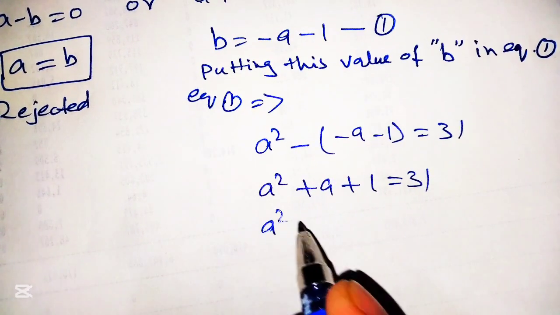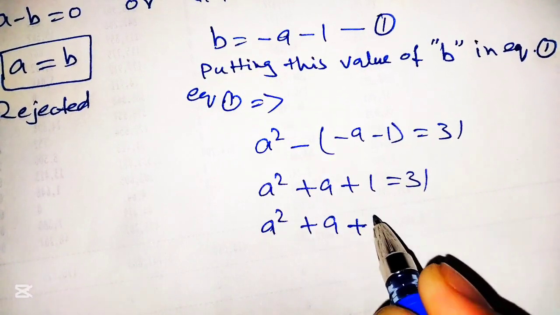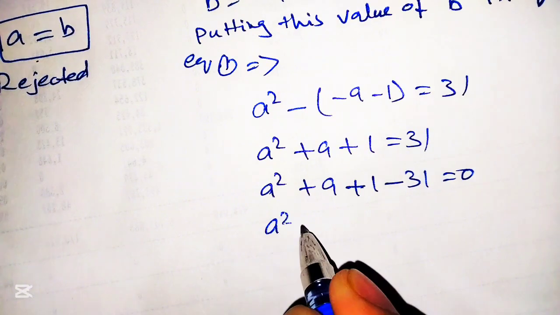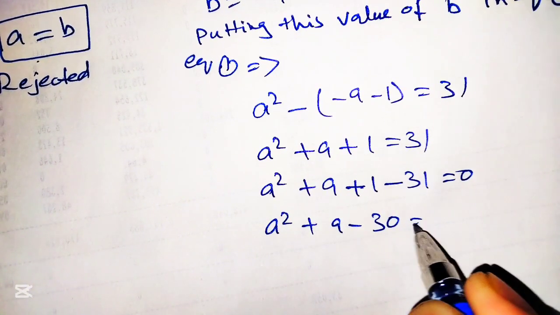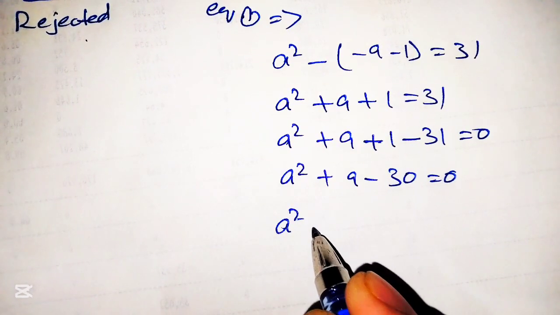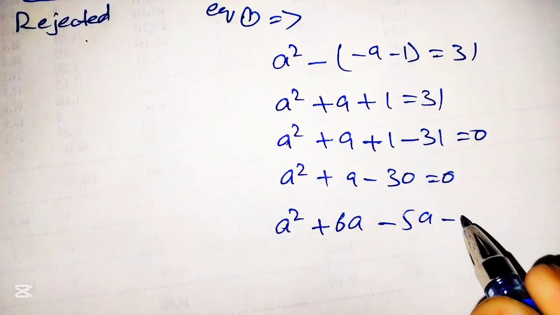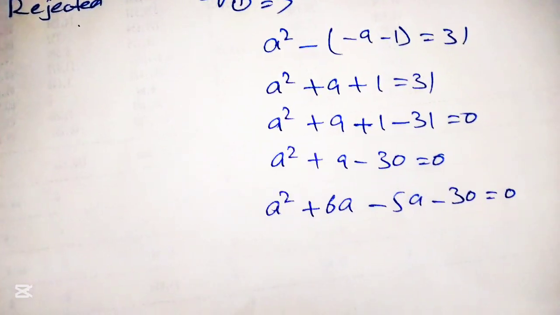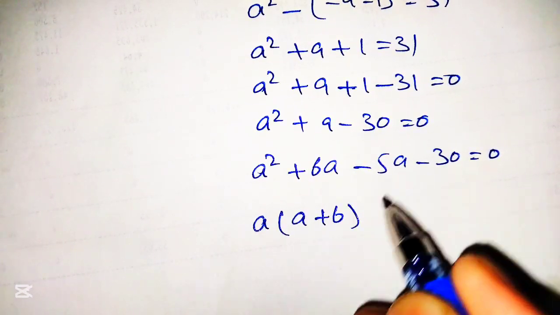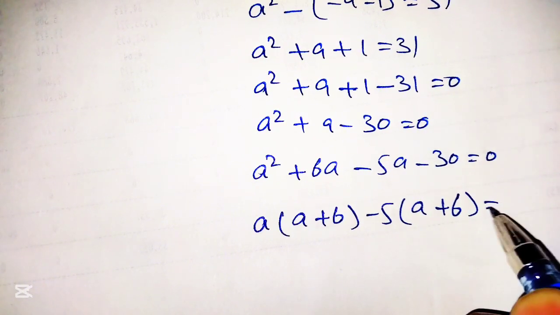Rearranging this equation, a² + a + 1 − 31 = 0, and we can also write a² + a − 30 = 0. Now we can factorize this equation as a² + 6a − 5a − 30 = 0. Taking a common from the first two terms, we get a(a + 6), and taking −5 common from the last two terms, we get −5(a + 6), which is equal to 0.